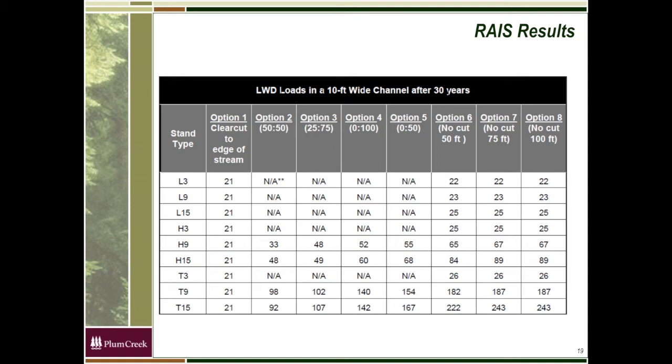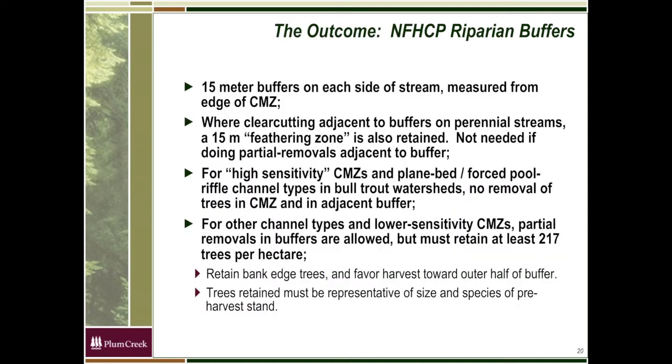Most of our ownership is in this category here, so we were able to look quantitatively at what different structure options, whether we cut evenly between the buffer width, half and half distributed, or whether we concentrated the harvest and retention in the latter part of the buffer. So we're able to use this to kind of quantify and discuss what was necessary.